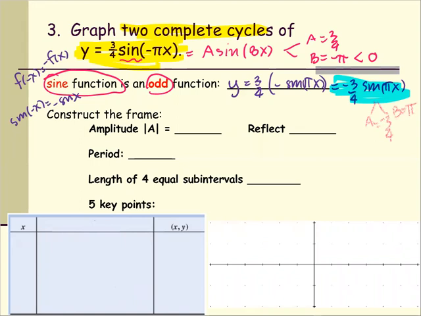Since a is negative 3 over 4, when we find the amplitude, we take the absolute value of negative 3 over 4, which returns the value 3 over 4. Reflection? Yes, because, not the b, sorry, it's the a. The a value is negative 3 over 4, which is less than 0. So then we have the reflection of the graph.